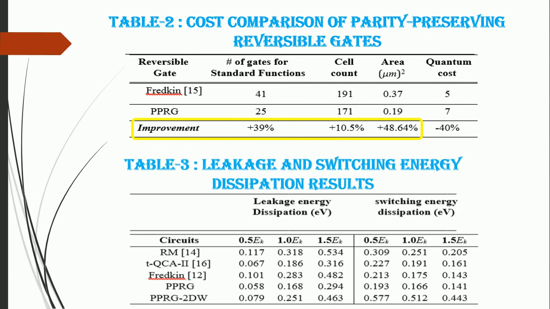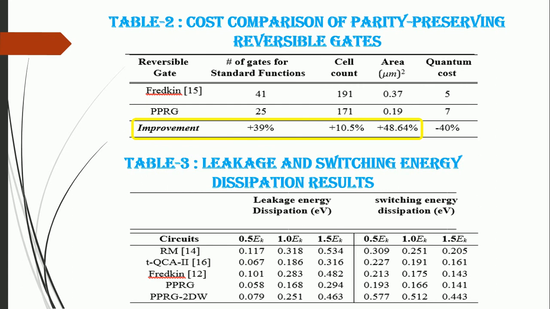And moving on to the next part, that is leakage and switching energy dissipation results. As you can see from here, the leakage and switching energy dissipation is plotted for three different EKs, that is 0.5 EK, 1 EK, and 1.5 EK. As you can see, PPRG and PPRG2DW gates have got minimum energy dissipation.